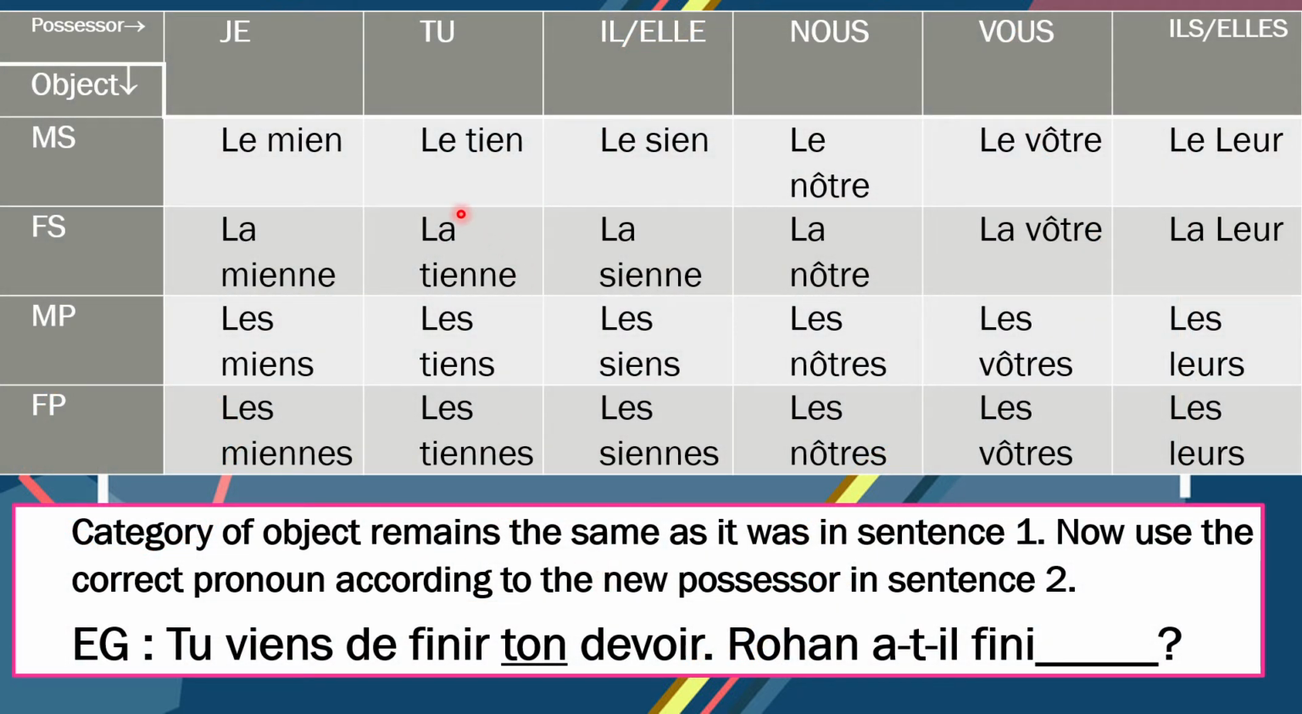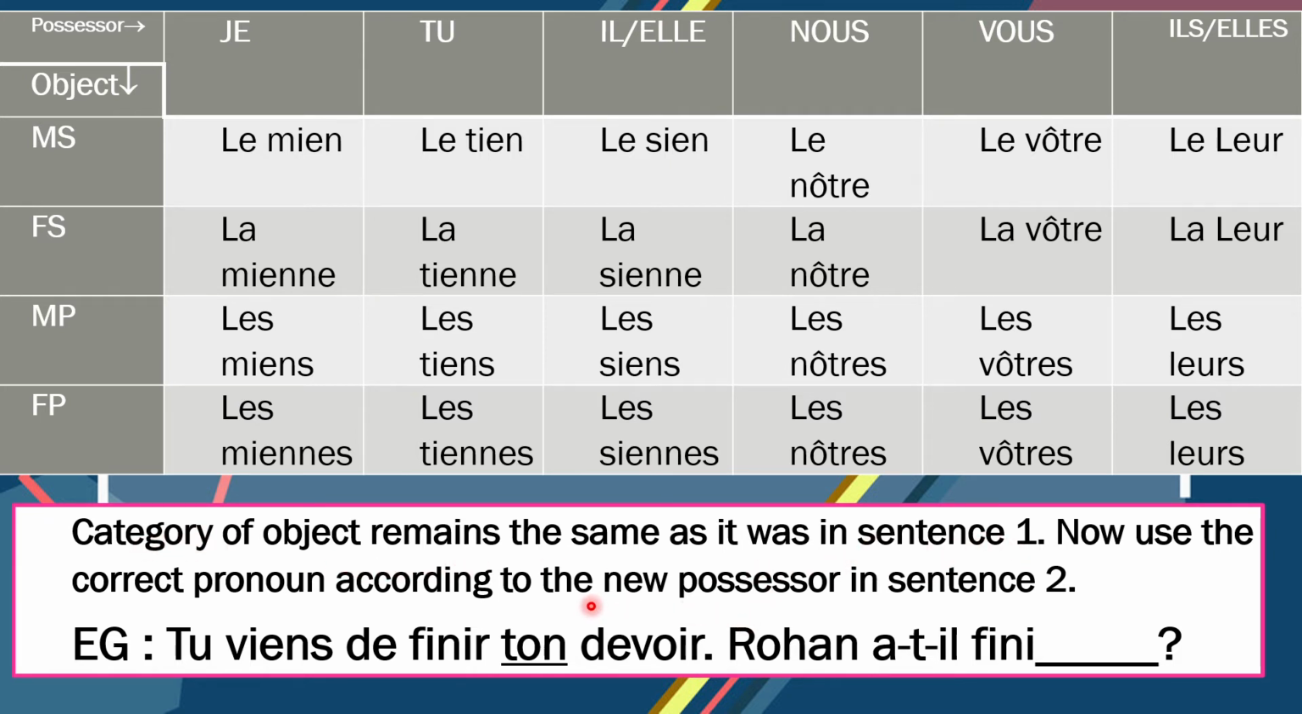Now, let's look at the list of pronouns. This is also a table of the possessive pronouns that you will have to memorize to make your work a lot easier. Now we're looking at the second blank. Is there a noun following the second blank? No, there is a question mark, which means you have to use the possessive pronoun. If there was a noun here, you would have to use an adjective again. Now there is no noun, so you have to use a pronoun. So how do you find the pronoun from this big fat table? The category of the object remains the same as it was in sentence 1.